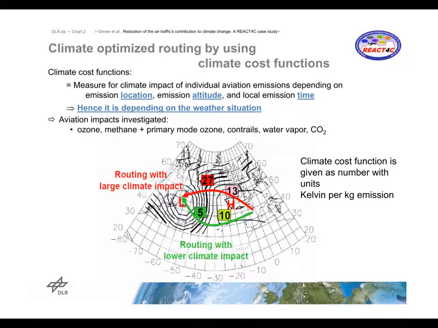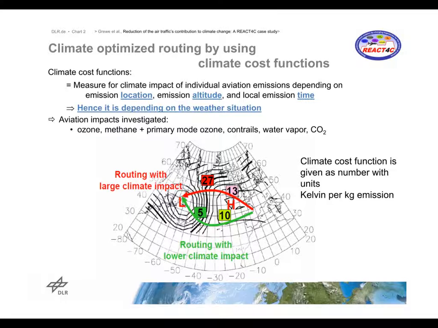Climate cost functions are a measure for the climate impact of an individual aviation emission depending on emission location, emission altitude and local emission time. Hence, the climate cost functions are depending on the weather situation. The sketch illustrates the meaning of the climate cost functions, which have units in Kelvin per kilogram of emission.